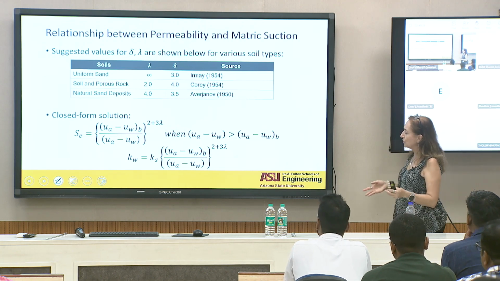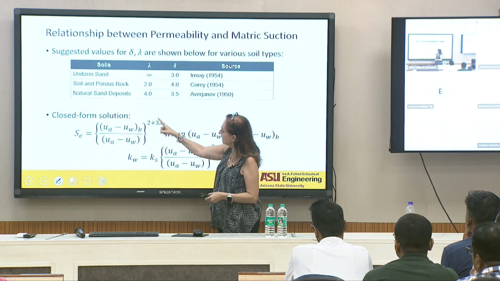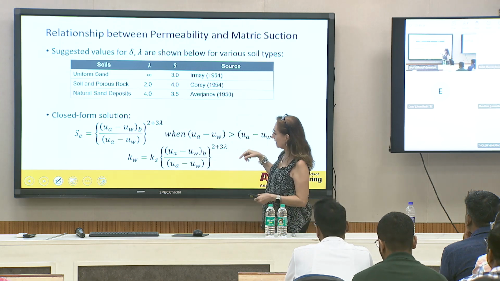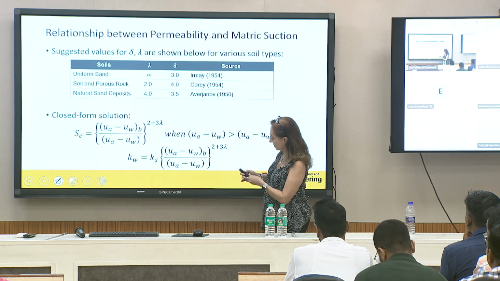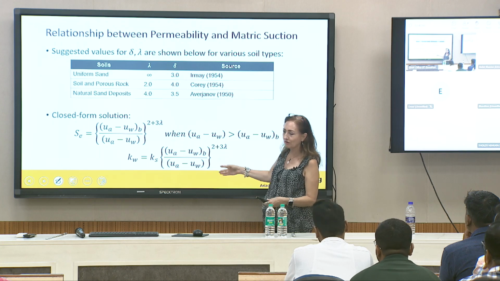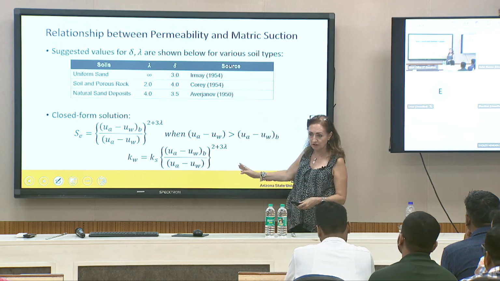So the closed form solution becomes, if this is the degree of saturation, you change the delta for the value, and it's lambda over delta. The math is good, so you just can go for that. And then the permeability becomes that closed form solution equation, right?